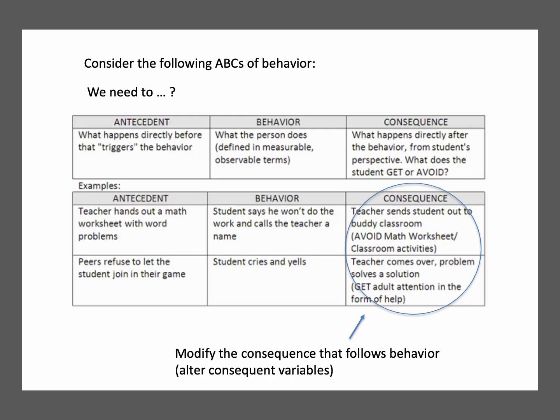So let's consider what this would look like with those ABCs that we were looking at previously. As I mentioned previously, for the antecedent, we would be modifying what occurs prior to a behavior, but when we're modifying the consequence for a behavior, we're going to be changing what happens after a problem behavior occurs.